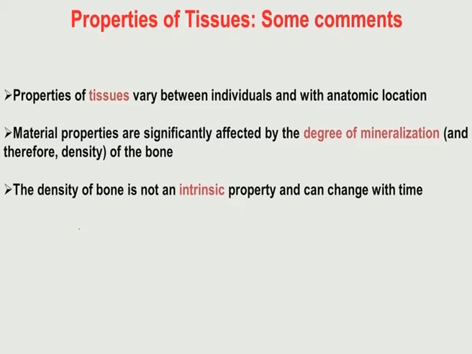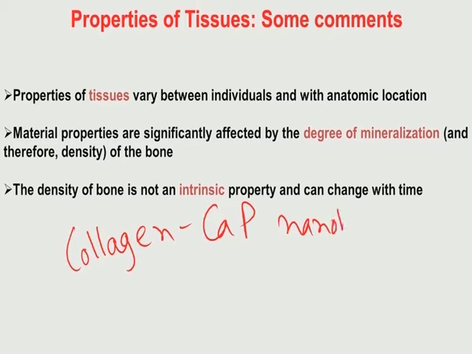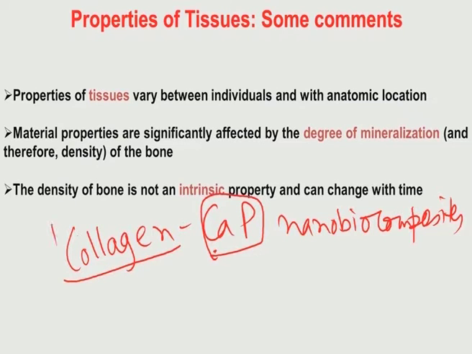Now, this bone, as I started discussing in the last module, is a collagen and calcium phosphate based nano biocomposite. Now, the presence of collagen actually provides the bone the required elastic modulus or elastic stiffness, as well as the strength properties. The presence of collagen provides some other set of properties which I will discuss soon.